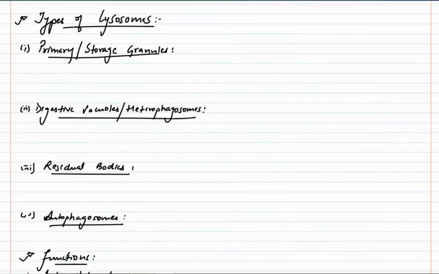Now, moving on to types of lysosomes, we have the primary lysosomes, which are also known as storage granules. They store enzymes, which is mainly acid hydrolase, that is hydrolase which is active at an acidic pH, in inactive form. Only when the cell will need the enzyme to be active, the enzyme will be activated. Otherwise, this is present in an inactivated form.